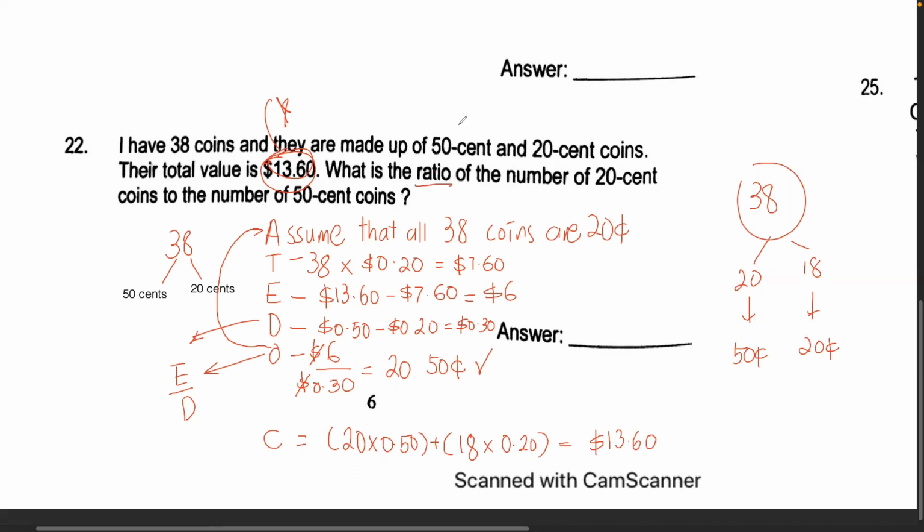What is the ratio? They are asking for the ratio of the number of 20-cent coins. Ask yourself, 20-cent coins, how many? 18, right? Is to 20. Can I simplify? For sure. 18 over 20, simplify, you get 9 is to 10. And therefore your answer for this has to be 9 is to 10.